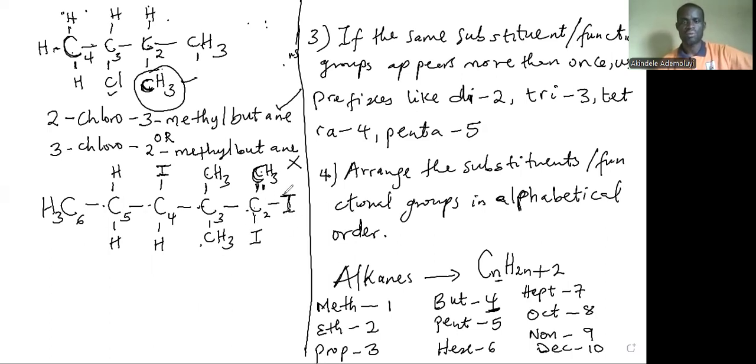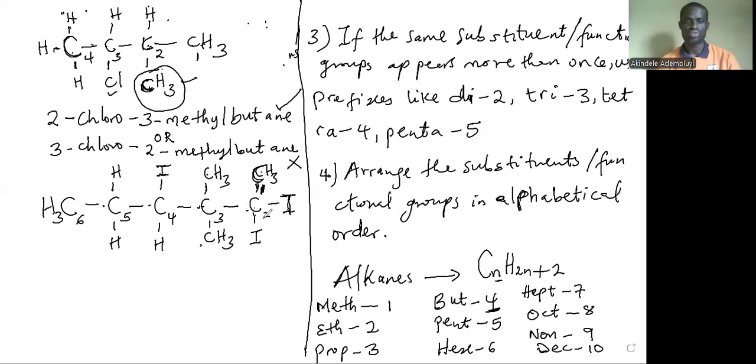If you start from here, it's going to be 1, 2, 3, 4, 5. If you start from here, it's going to be 1, 2, 3, 4, 5. 1, 2, 3. So the longest chain is 6. So we have to start counting from here, which is correct, or we count from here and bring it up here. So the longest chain is 6.